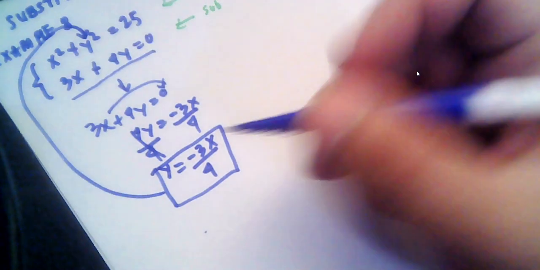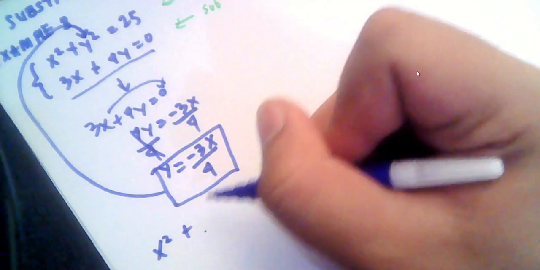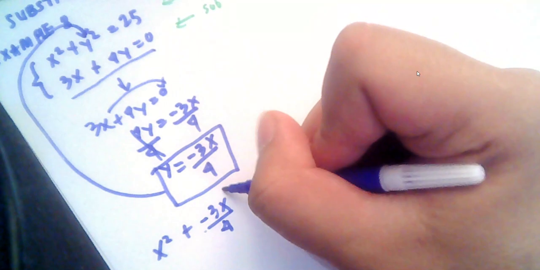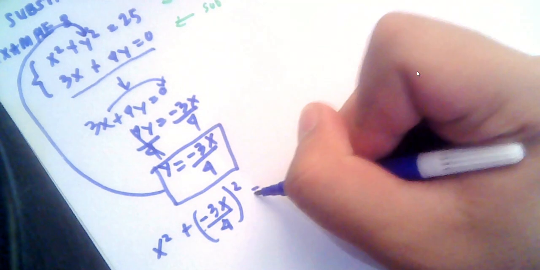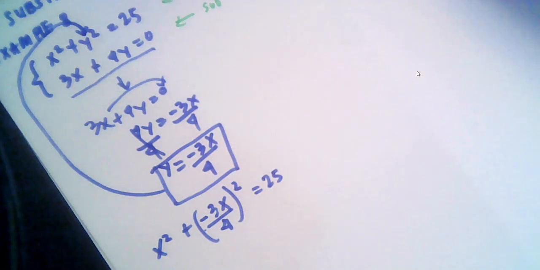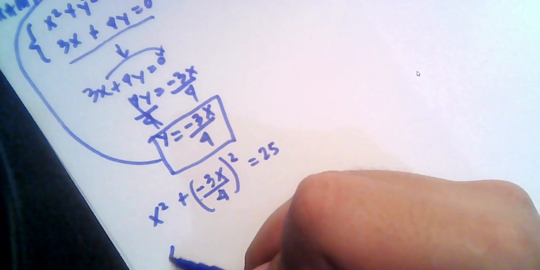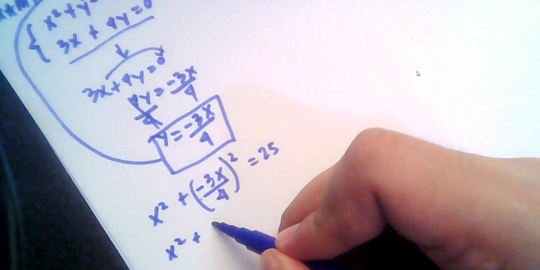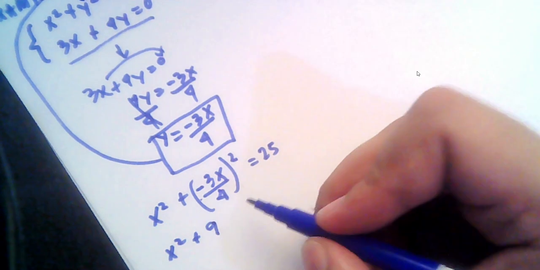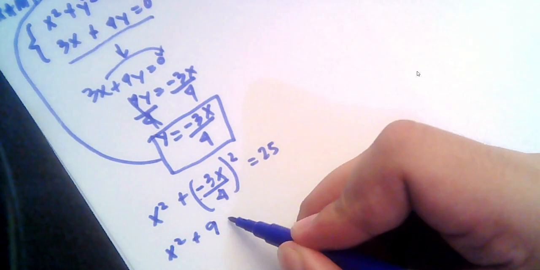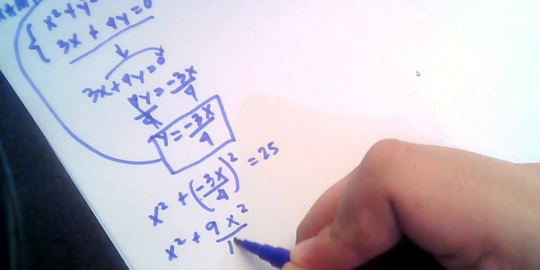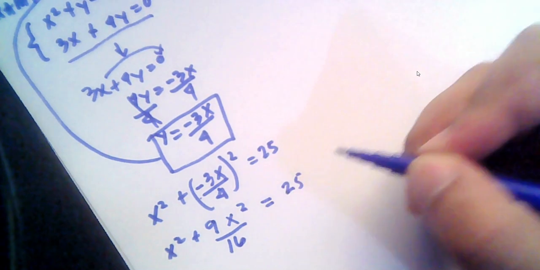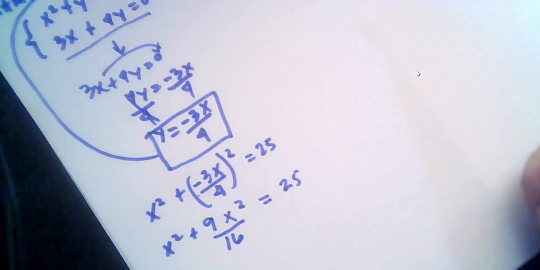So that becomes x squared plus negative 3x over 4. Don't forget there's a square. Close it in. Squared is equal to 25. That becomes x squared plus negative 3 squared, that becomes 9 positive x squared, that is x squared over 16. 4 times 4, 16. 25. So our goal is to find the value of x.